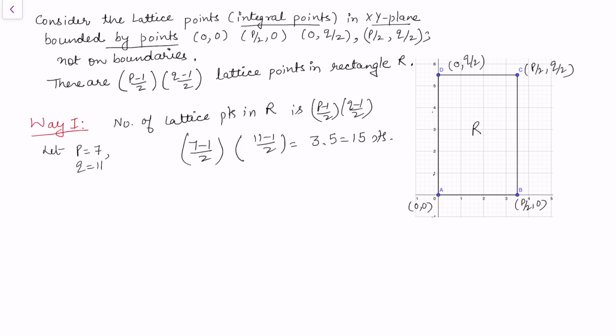In particular, say if you take p equal to 7 and q equal to 11, this value is 3.5 comma 0. And the next value is q by 2, that is 5.5. So this is 0 comma 5.5. And not on the boundaries.